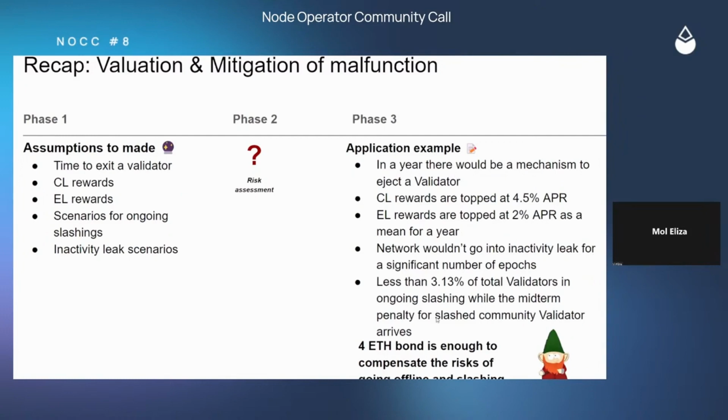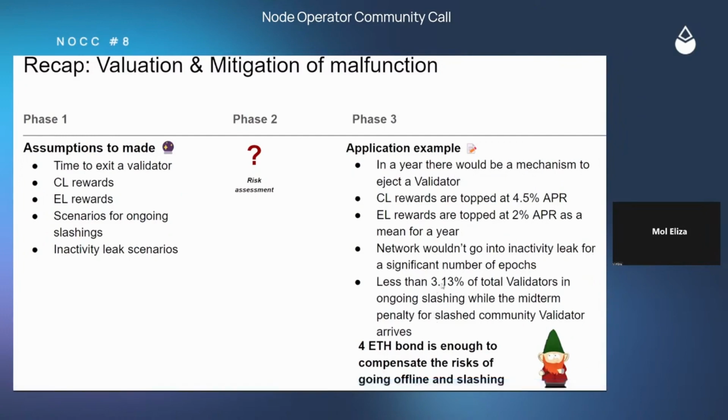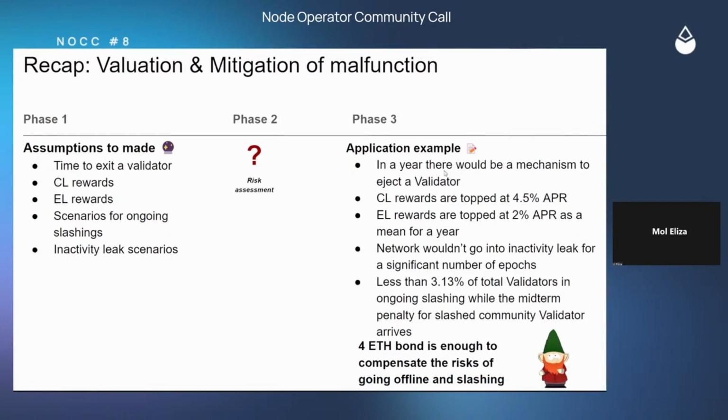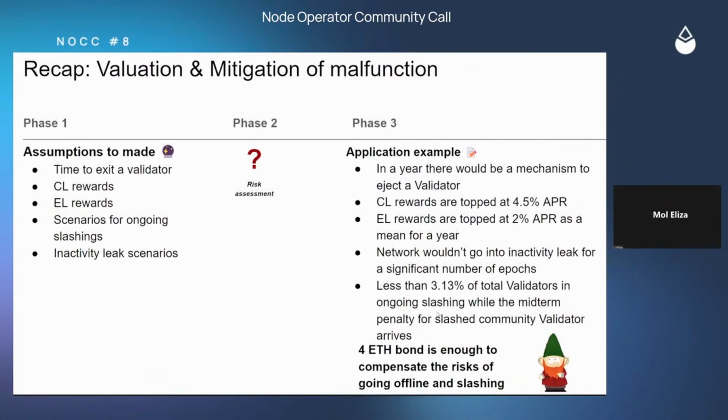For example, this is the thing I've told before: with a pretty generous level of CL rewards and EL rewards, with an assumption that there would be no more than a year, at least, until the technology for triggerable exits, that there wouldn't be an inactivity leak for a substantial amount of time, and that we are not protecting from the case of more than 3.13% of the network slashing within the same period, a 4 ETH bond is enough to compensate the risk of going offline and slashing basically for any amount of validators.